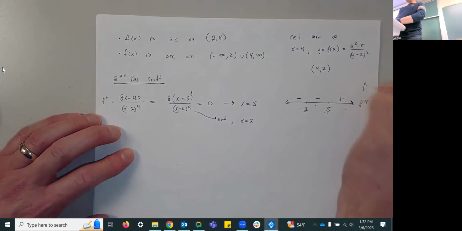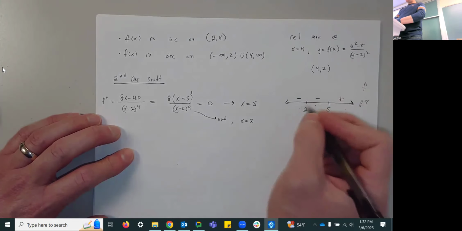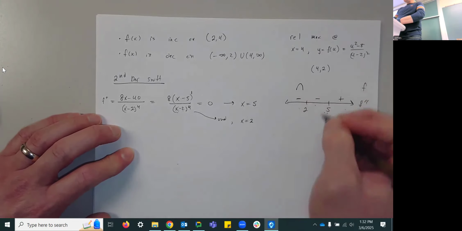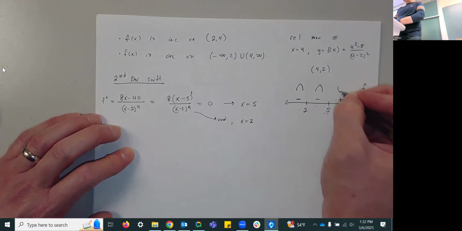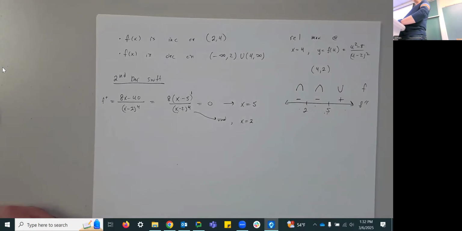So we know that at left of 2, our function is concave down. Between 2 and 5, also concave down. And after 5, concave up. We found just about everything we could. So now we're going to graph it.